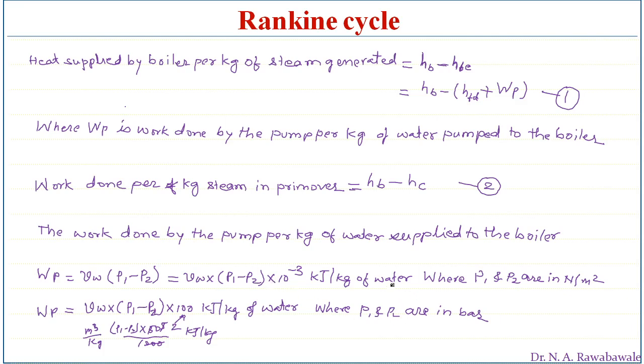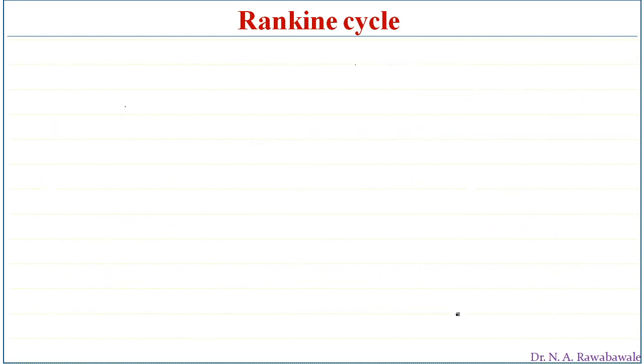Now this is equation number 3. Equation number 3 gives the work consumed by the pump to supply water into the boiler, whereas equation number 2 gives the amount of work developed by the turbine. So now the net available work output is the difference of these two. Out of the work developed by the turbine, some part of the work is consumed by the pump as per equation number 3. So equation number 3 tells us that this much work is consumed by the pump, and the net work available at the output will be less than that.